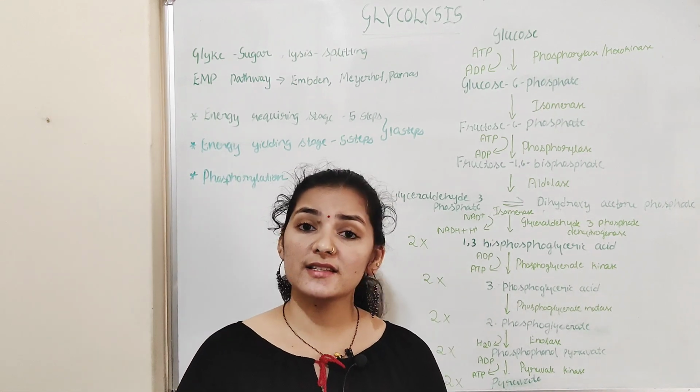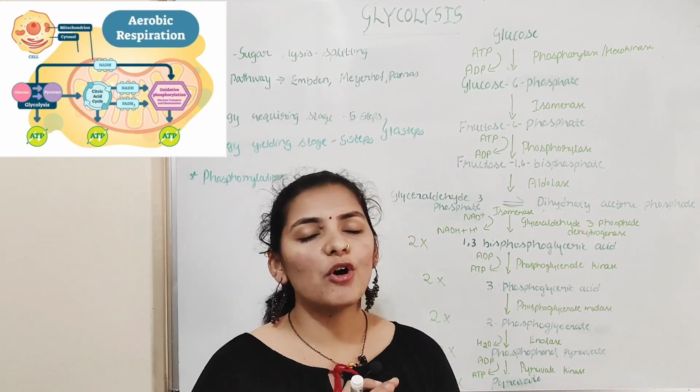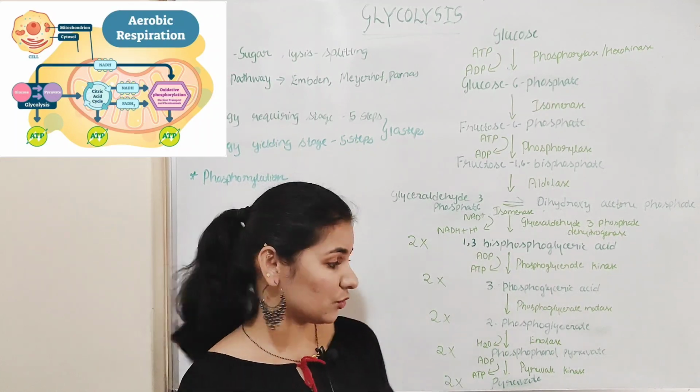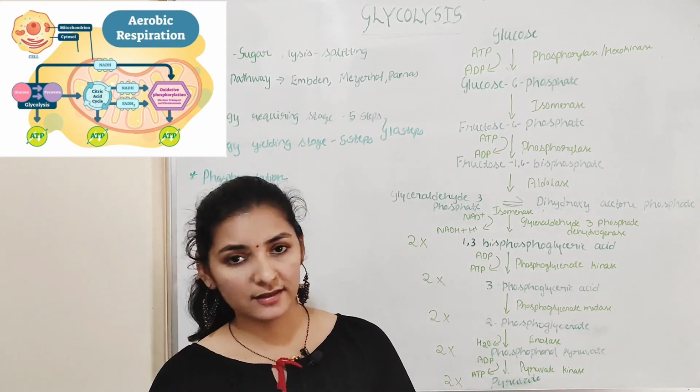Where does glycolysis take place? Glycolysis takes place in the cytoplasm of all cells of all organisms. So glycolysis takes place in all organisms present on the earth.